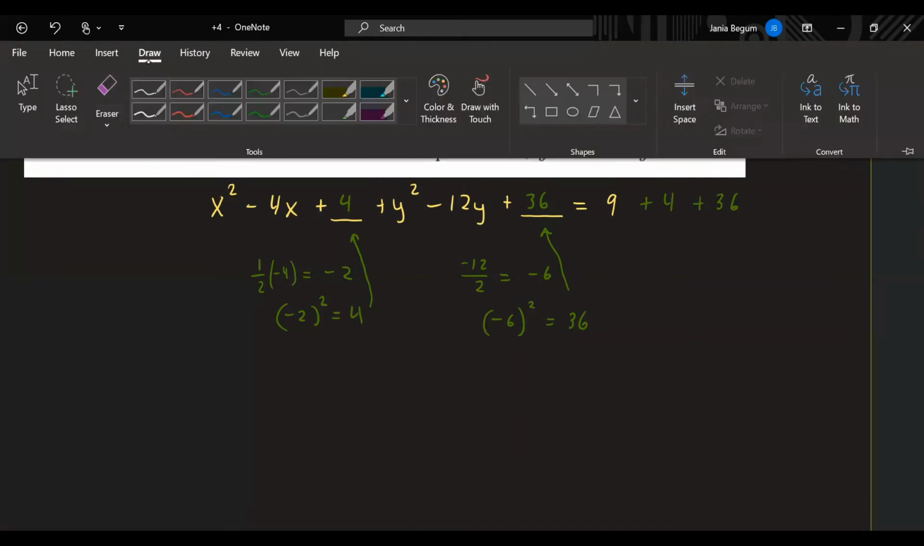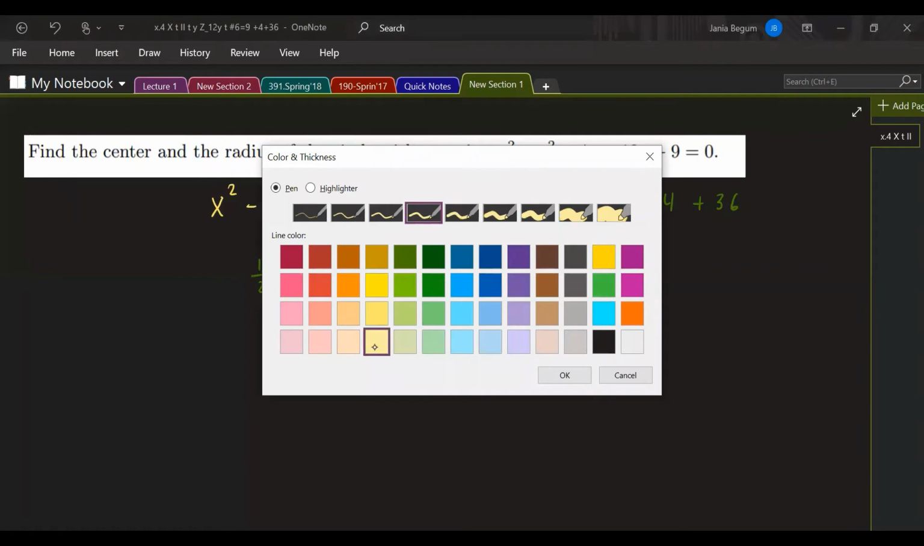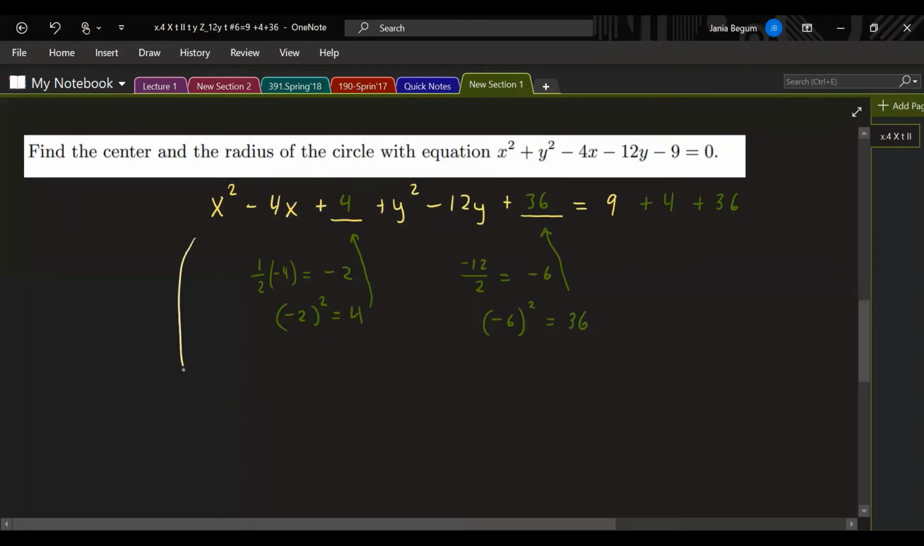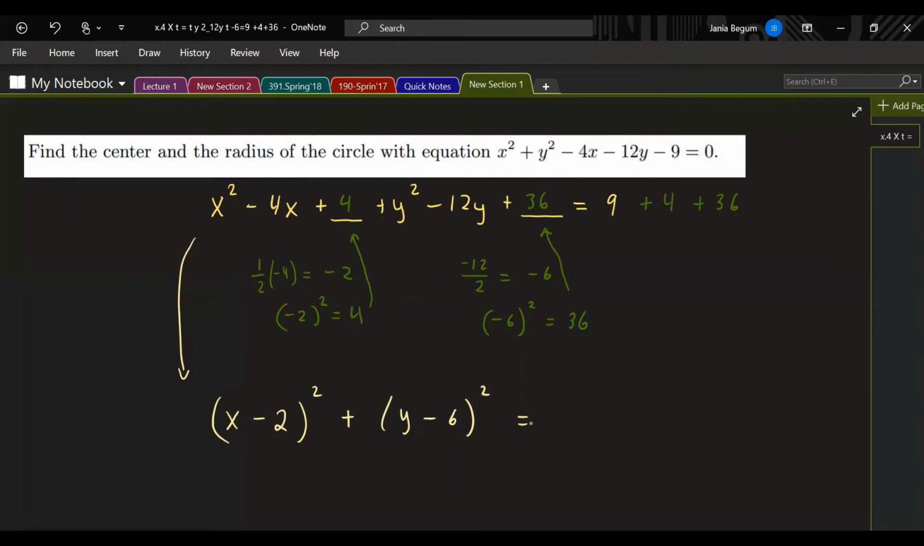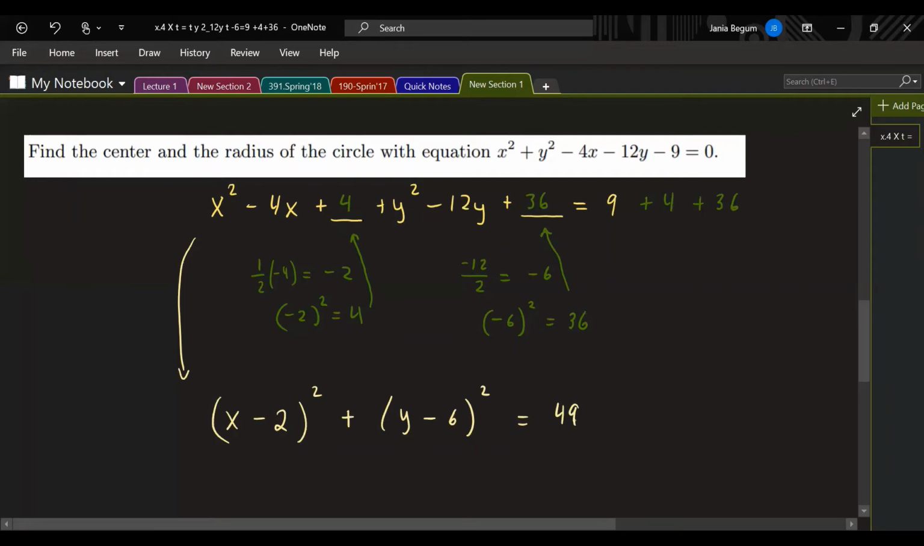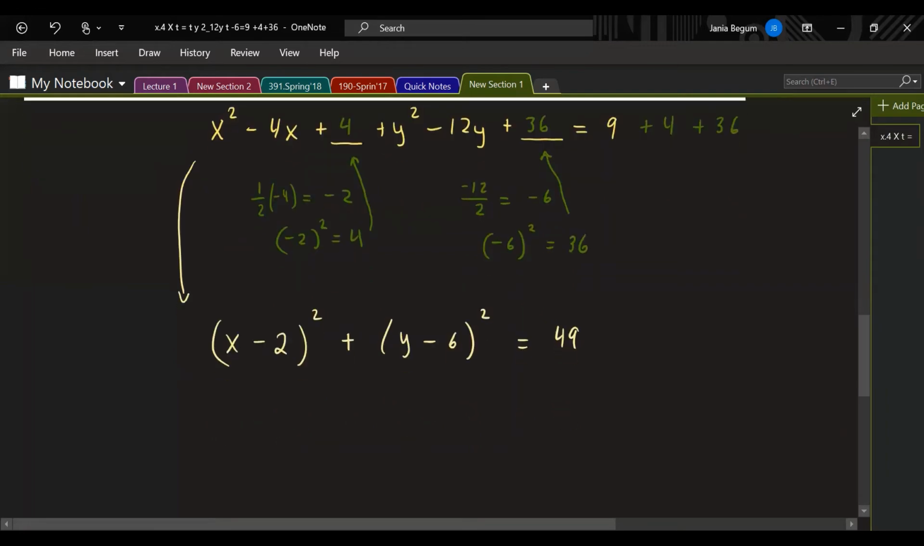And now what we have on the left side is, for the x terms, x minus 2 squared, plus, for the y terms, y minus 6 squared. A perfect square is equal to, and on the right side, we just add up these numbers. So we have 9 plus 4 plus 36, that would give us 49. So there you go, you have the circle equation in standard form.